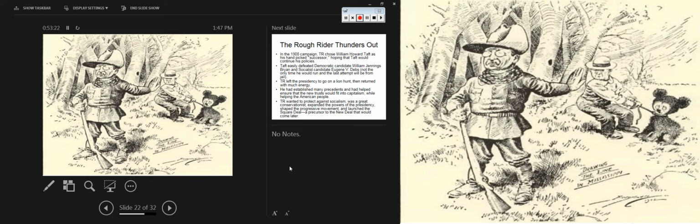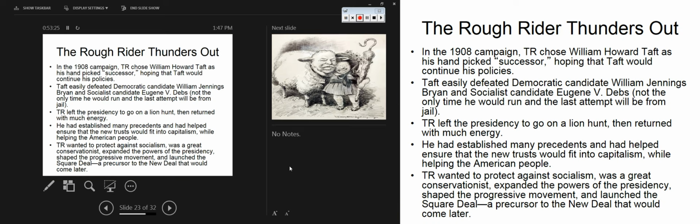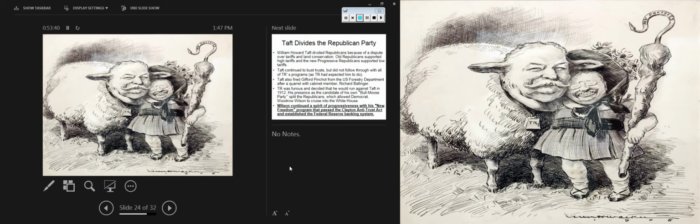So this is where we're going to pump the brakes today. The Rough Rider thunders out. He does not run for re-election. His hand-picked successor, William Howard Taft, will defeat both William Jennings Bryan and Eugene V. Debs. But here's the problem. Taft is going to have to deal with the enormous shadow cast by TR.